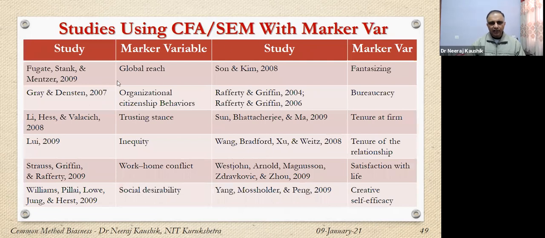Those who used CFA, etc.: global reach, organizational citizenship behavior, trusting stance, inequity, work-home conflict, social desirability, bureaucracy, tenure, satisfaction with life, creative self-efficacy. These are some. I am not telling you that you need to use bureaucracy, etc. I ask you to please go read their work, read their reasoning, how they have shown it, what their variables are, why bureaucracy is not related to that, how it was measured, and, it being a marker variable, how bureaucracy was measured on a similar sort of scale. You need to do some hard work. I'm just sensitizing you that these are the people who have worked with it.